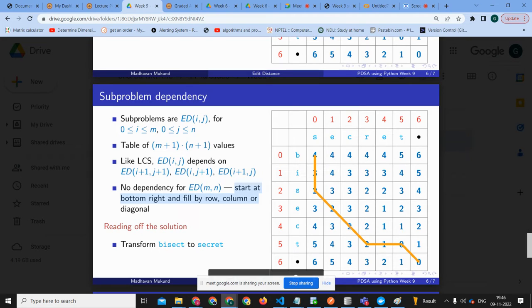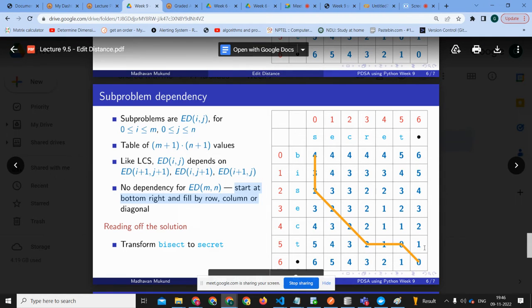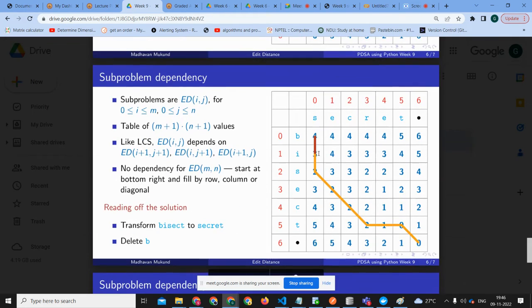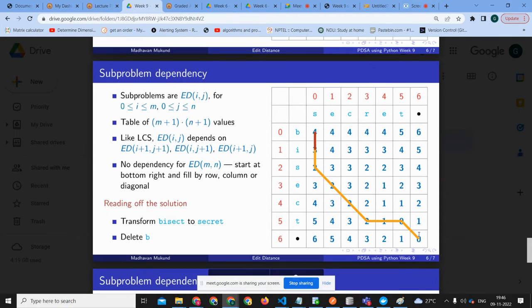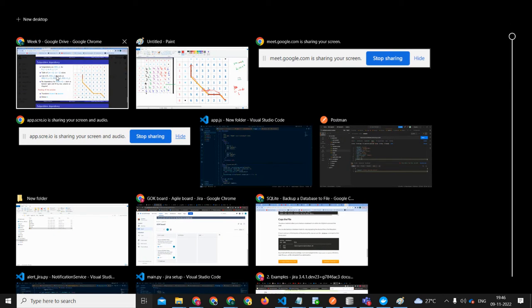I think they already have this, right? Start at the bottom right and fill the row. But if you're coming from the top, what is the point in reaching 0? Is that what your question is? Yeah, we want the answer, right?